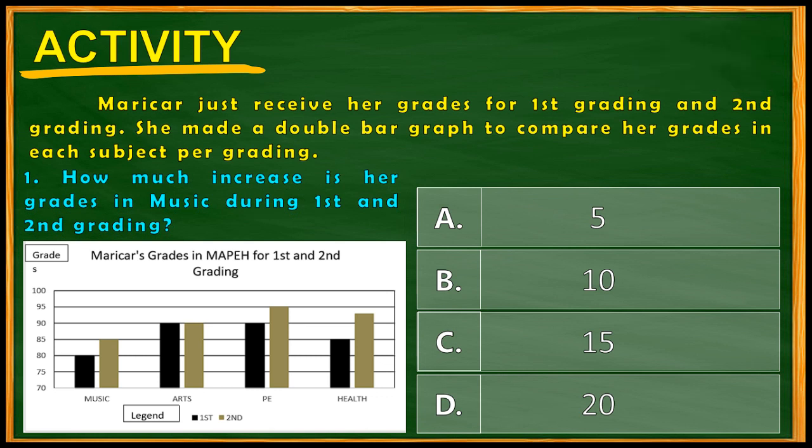Okay, time's up. Now, the correct answer for this one is letter A, because in the first grading, the grade of Maricar in music is 80. And in the second grading, we have 85. 85 minus 80, the answer would be 5. So this should be the difference. This should be the increase.